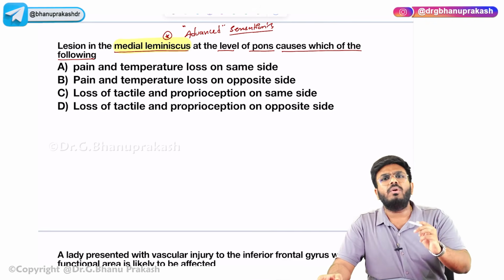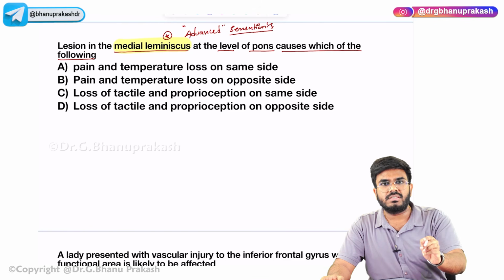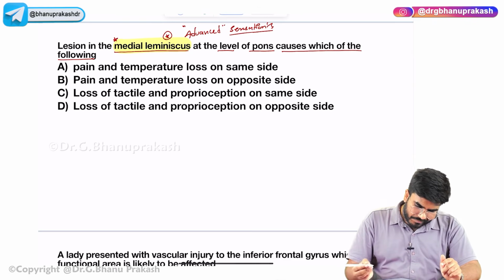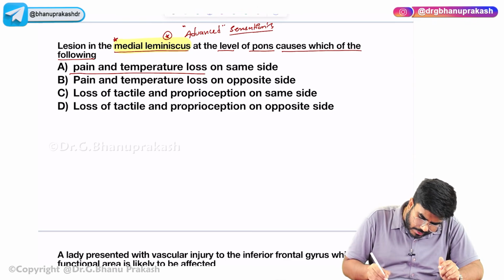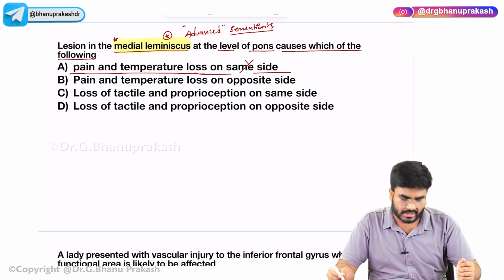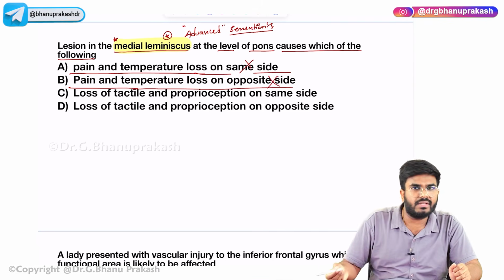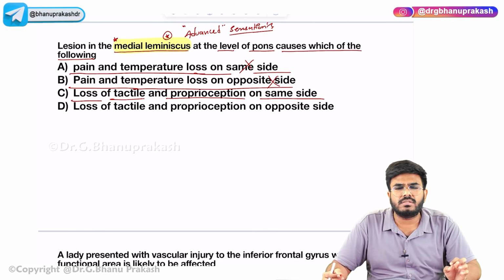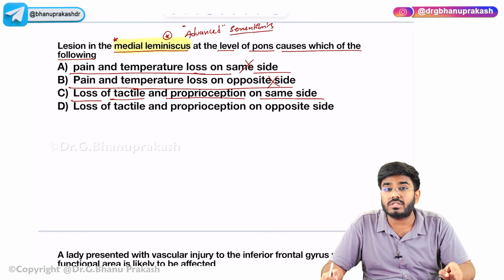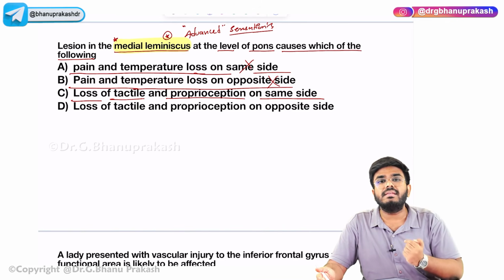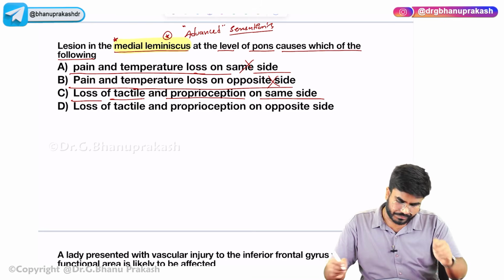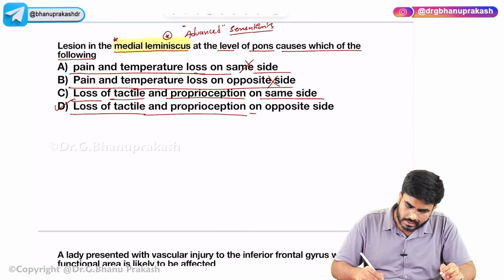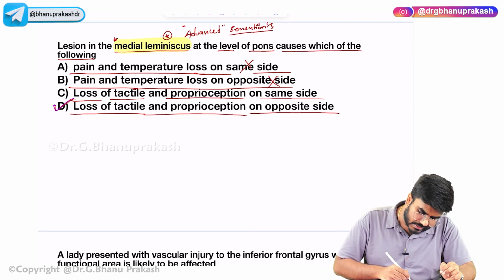So the medial lemniscus is carrying the advanced sensations from the opposite side of the body. Okay, so now you tell me, if there is a lesion to the medial lemniscus, pain and temperature loss on the same side? No, this is wrong, because pain and temperature are the primitive senses. Pain and temperature loss on the opposite side, definitely not the answer. Loss of tactile and proprioception on the same side? Tactile sensation, fine touch, proprioception, they are advanced sensations, but they are lost on the opposite side of the body, because the medial lemniscus carries advanced sensations from the opposite side of the body. So this is the answer: loss of tactile and proprioception, vibration, 2-point discrimination, stereognosis from the opposite side of the body.